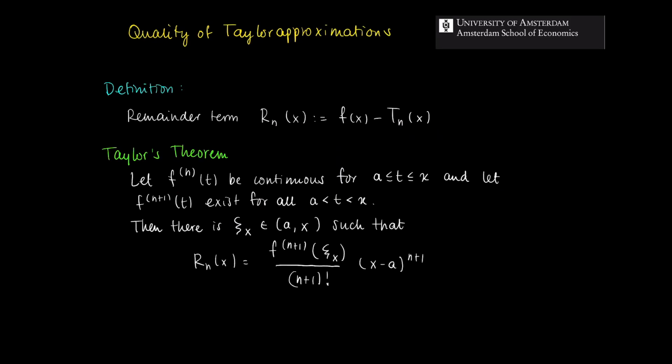So what does Taylor's theorem say? Well, if f is n plus 1 times differentiable, and the derivatives are continuous on the closed interval [a, x], and the (n+1)th derivative exists on the open interval, then for each x we can find a psi of x in between a and x such that the remainder term can be expressed as the (n+1)th derivative at psi of x times (x minus a) to the power n plus 1, divided by (n+1) factorial.